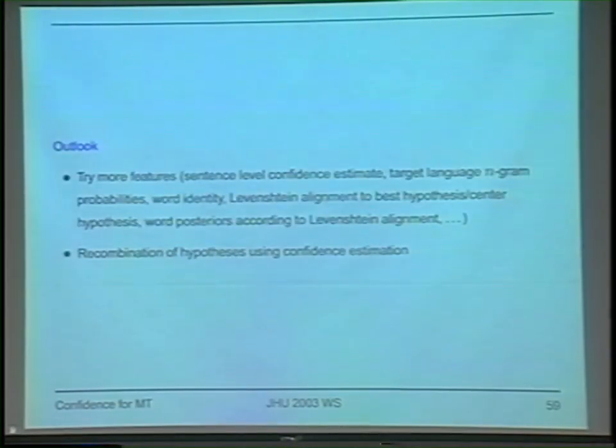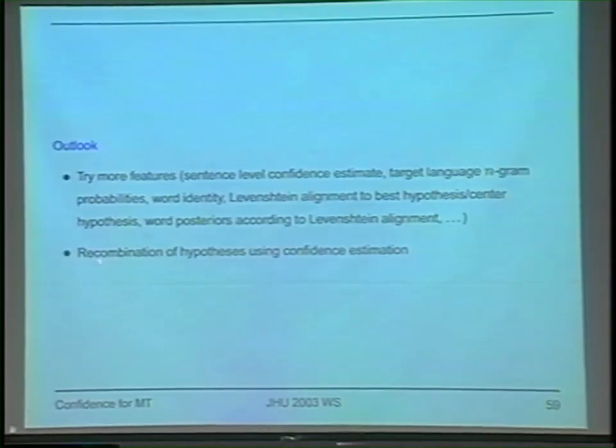Okay, so an outlook, apart from the recombination that I explained, we still have more features to try because we started the work on the word level confidence estimation rather late in the workshop, so we still have some features that are there but didn't make it into the data, so we still plan on testing them, and that was it for the subsentence level.